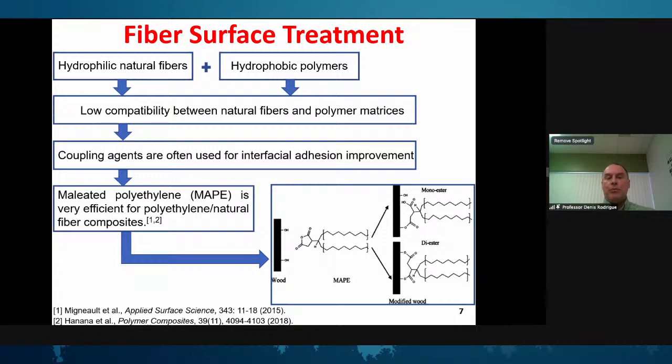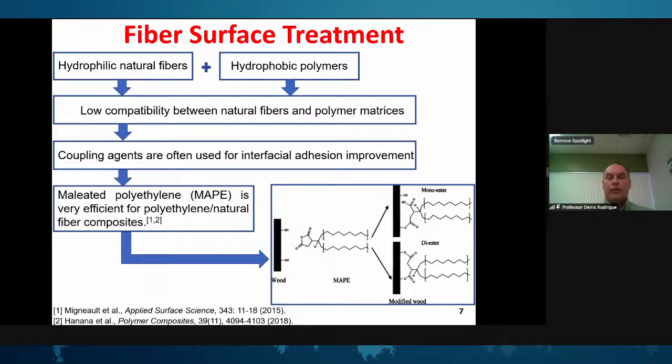Most of the time, people will just blend this coupling agent into their compound when they use an extrusion system or a melt internal mixer, etc. This system works fine, but it's not optimum, because you can imagine that not all the coupling agent in your mixture will actually go to the interface between the fiber and the matrix, and you will lose some of these molecules that are quite expensive compared to the polymer matrix and the fibers that you're using.